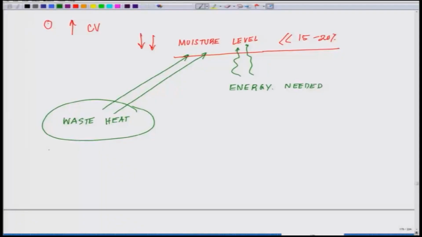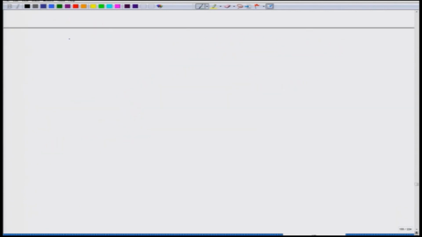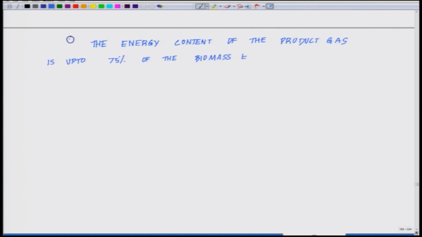Now, the fourth aspect worth highlighting is that the energy content of the product gas is up to 75% of the energy content of the biomass.